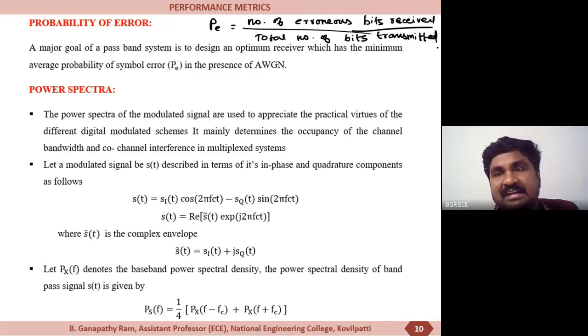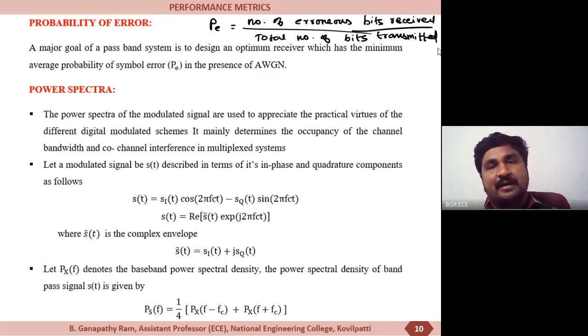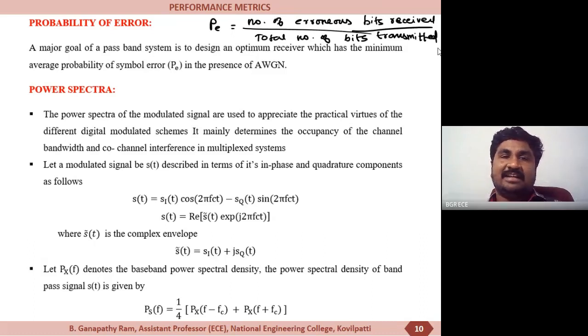In the case of binary transmission, we will call this bits. In the case of M-ary signaling schemes, we will call it symbols. That is the number of erroneous symbols received over the total number of symbols transmitted. So the ultimate objective of a passband system is to design an optimum receiver which should receive all the information with a very minimal average probability of symbol error, even in the presence of additive white Gaussian noise.